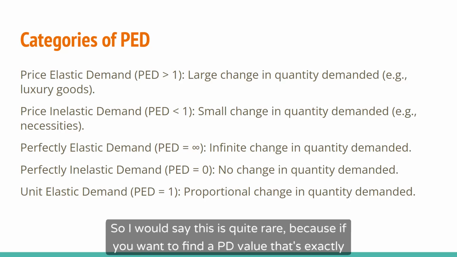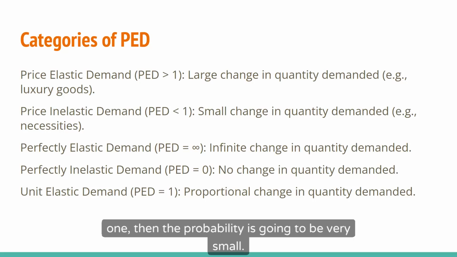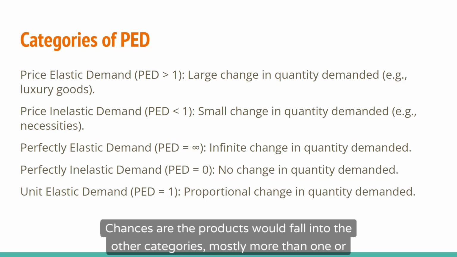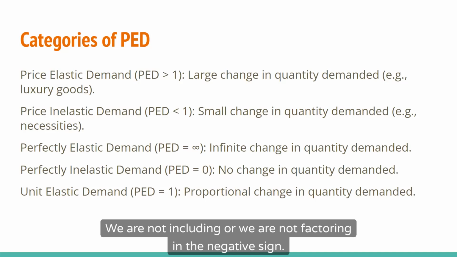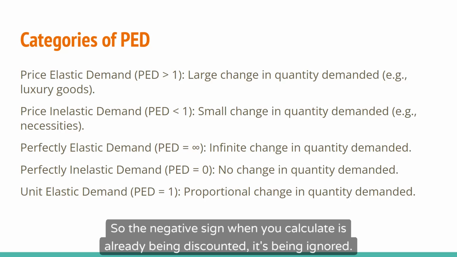So I would say this is quite rare, because if you want to find a PED value that's exactly 1, then the probability is going to be very small, right? Chances are the products would fall into the other categories, mostly more than 1 or less than 1. Again, more than 1, less than 1, these are in terms of the absolute value. We are not factoring in the negative sign, right? So the negative sign when you calculate is already being ignored.